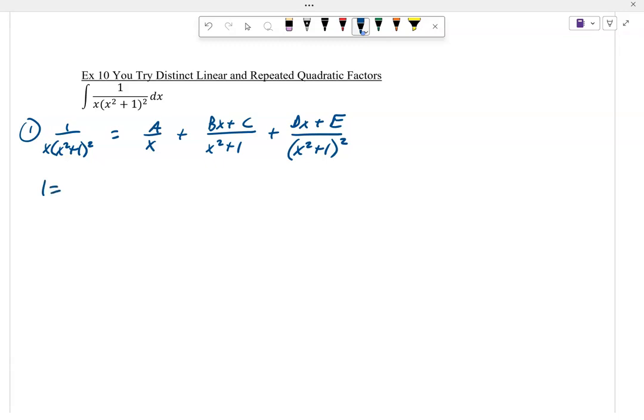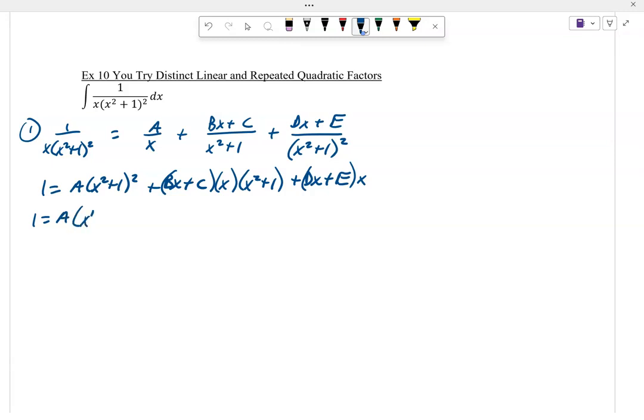Multiply everybody by x plus 1 times x squared plus 1 squared. And so you get 1 equals a times x squared plus 1 squared plus bx plus c times x squared plus 1 plus dx plus e times x.